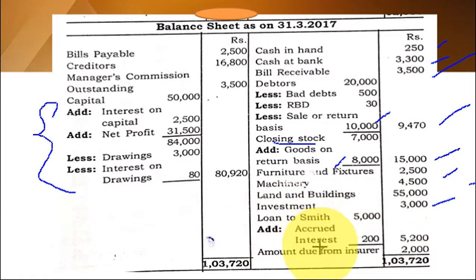Add accrued interest, so interest receivable. We haven't yet received the interest, 200. I told you, once you write it in the profit and loss account, another time in the balance sheet, 200. So 5,200. Now the amount due from the insurer. The insurer has to pay 2,000. That is outstanding income, so we write it on the balance sheet. So this 2,000 will appear once in the profit and loss account and once in the balance sheet. So the total of both sides is 1,03,720.